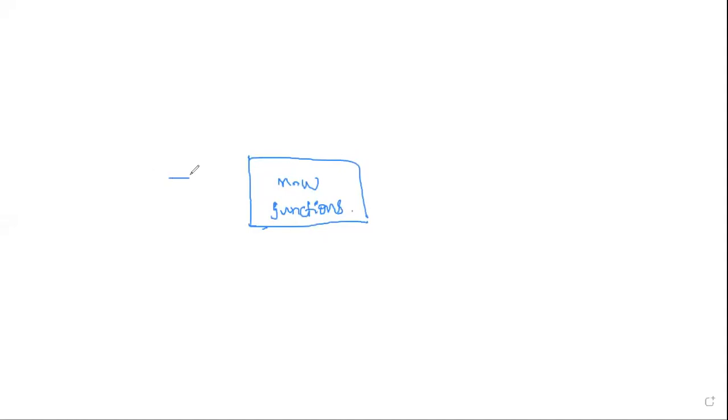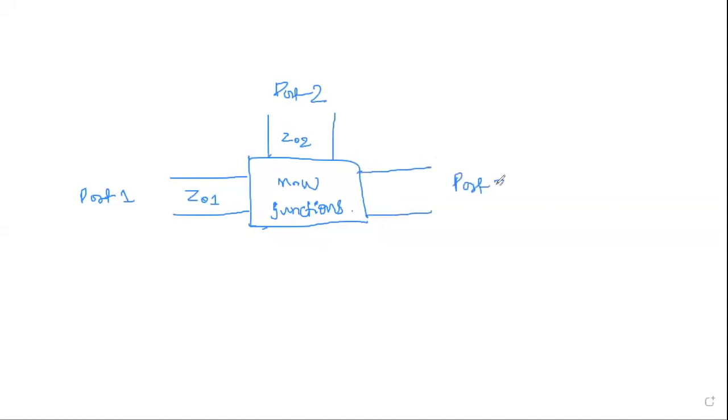For a 4-port network, suppose this is port 1, having an impedance Z01. Similarly, you will have port 2 here. This will be a port 2 network, with an impedance Z02. Similarly, this will be port 3 having an impedance of Z03, and port 4, that is Z04. Now you need to define for this what is the input and what is the output.